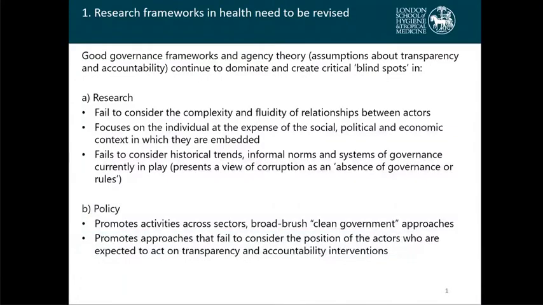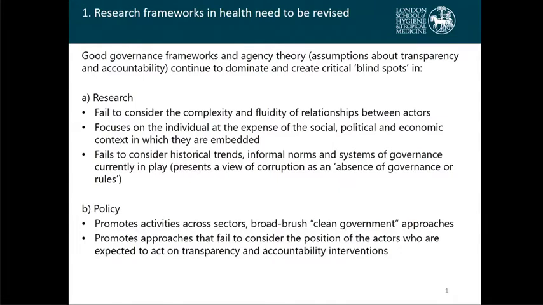Great. So the starting point of our argument is that we need to rework theory and we need to rework research frameworks that are currently dominant in health, and also dominant beyond health. These are good governance frameworks and agency theories. What we see when we go through these is that they create critical blind spots. And we're not the first people to say this. I think we're unlikely to be the last as well.